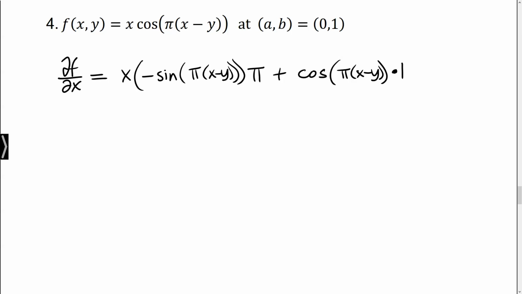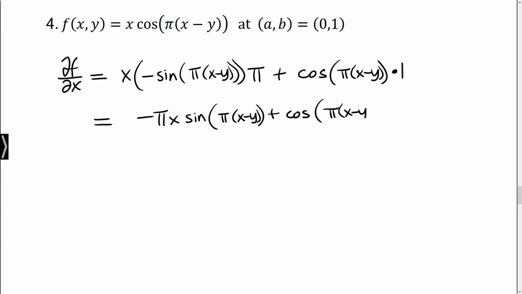Notice that the cosine part actually is symmetric in x and y, but the x outside makes this not symmetric in x and y, so I can't do what I did on the second one. Let's clean this up a bit. I think I get a minus pi x sine of pi x minus y plus cosine of pi x minus y. The main reason I put the factor of pi in here is just so that I could put integer values in for a and b, so it's easy to evaluate.